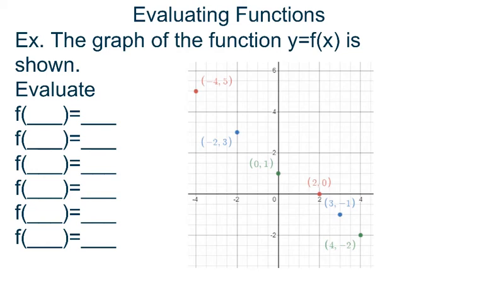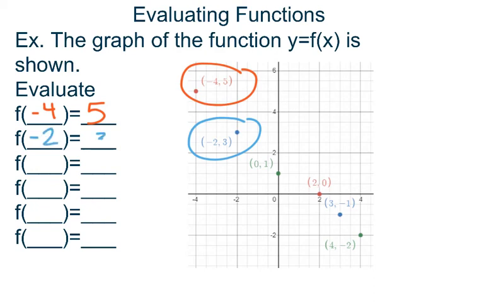All right, so that first point, the -4, 5, this is saying if I evaluate the function at -4, it's going to equal 5, because that's exactly what that point says. If I do this next one, -2, 3, it's saying if I evaluate the function at -2, it's going to be 3. The next one in green, if I evaluate the function at 0, it's going to be 1. If I evaluate the function at 2, it's going to be 0. If I evaluate the function at 3, it's going to be -1. If I evaluate the function at 4, it's going to be -2.